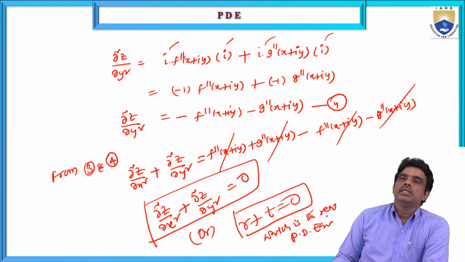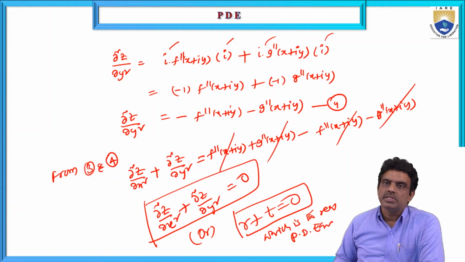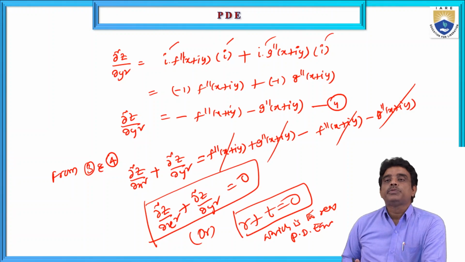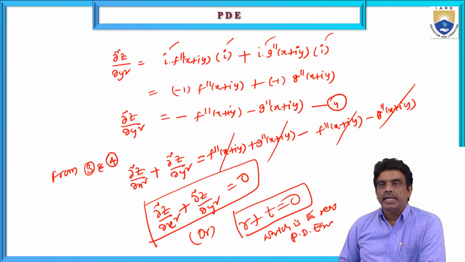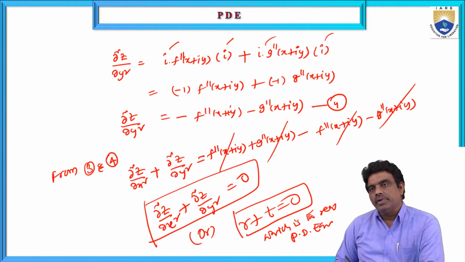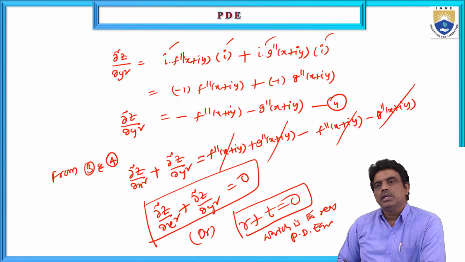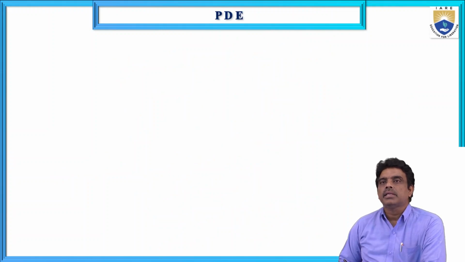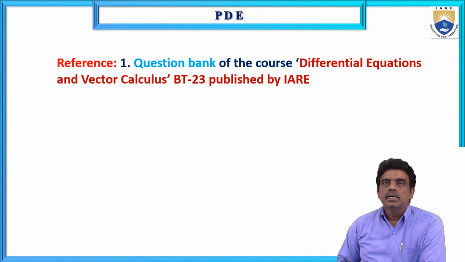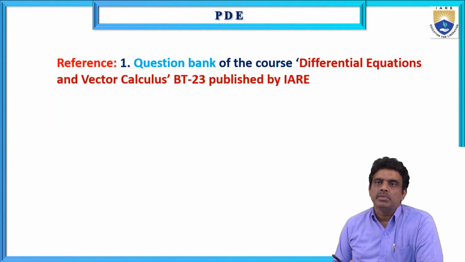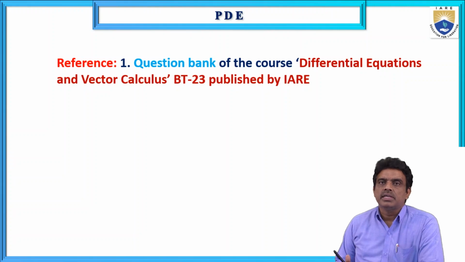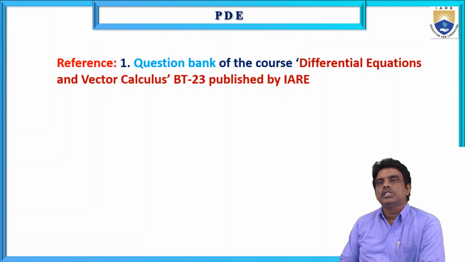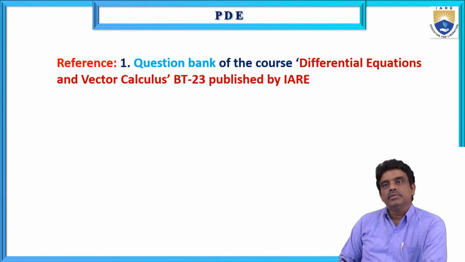So in this example also, we have eliminated the functions by differentiating partially and successively with respect to x and with respect to y. We have solved the worked out examples from the question bank, which will be useful for preparing for the mid examinations. These questions have been taken from the question bank of the course Differential Equations and Vector Calculus, regulations BT 23, published by IARE.